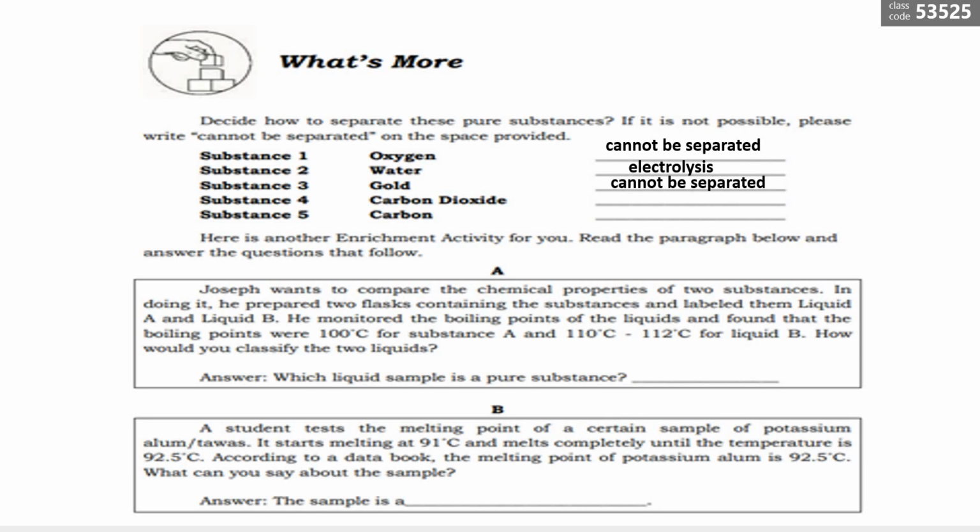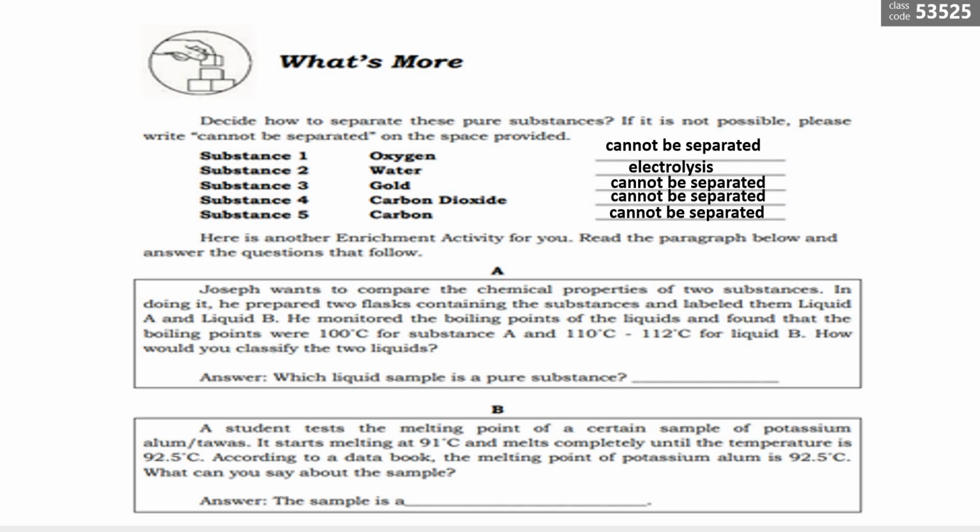Cannot be separated. Carbon dioxide cannot be separated, and carbon cannot be separated. Here is another enrichment activity for you. Read the paragraph below and answer the questions that follow.